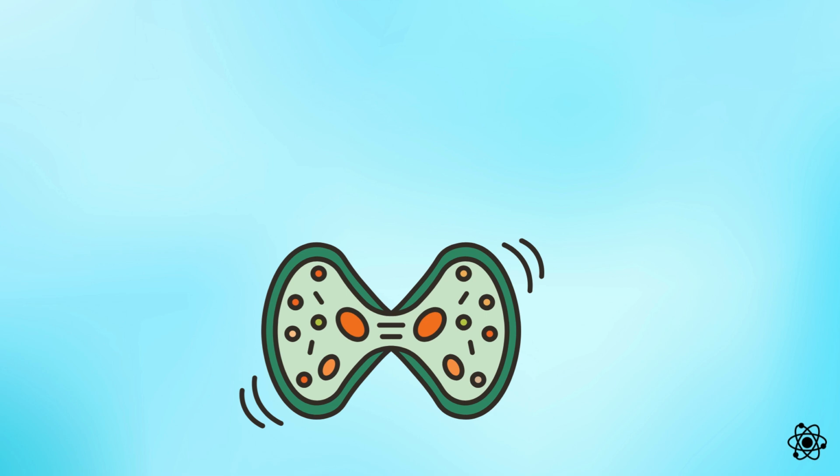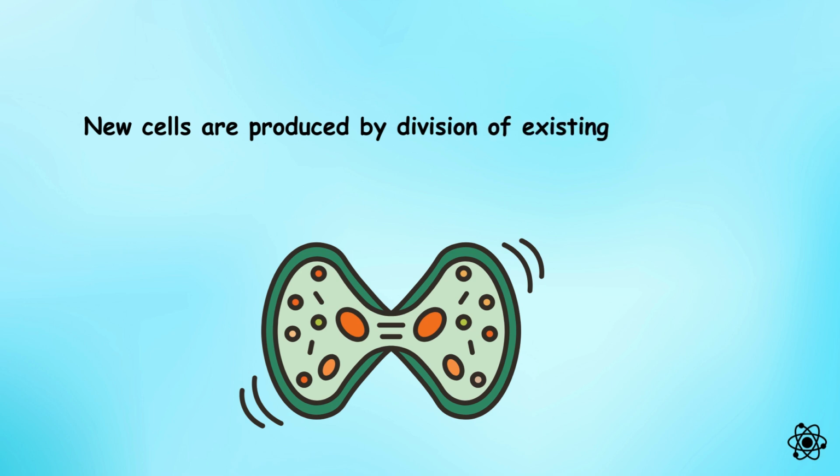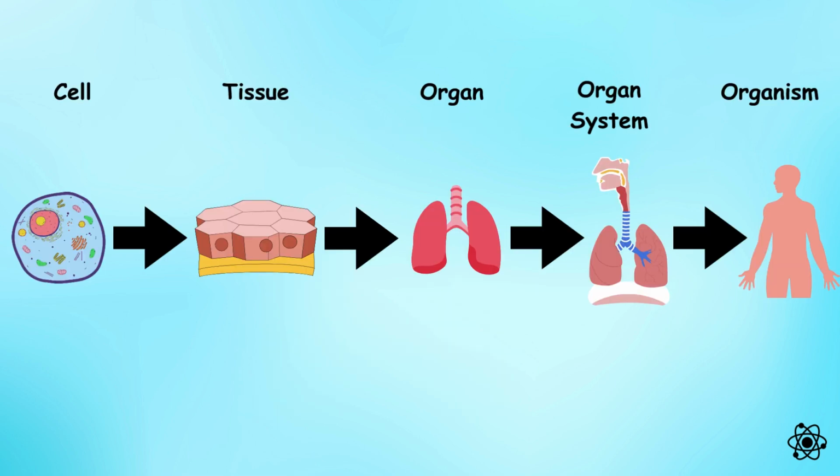An organism is made up of many cells, so how are new cells made? They are produced by the division of existing cells. A single cell divides into two to make two cells, and these two cells then divide to make four cells, and so on. The most basic unit is the cell. Groups of similar cells form tissues. Groups of different tissues make an organ. A group of organs functions together to make an organ system. Cells, tissues, organs and organ systems combine to form a multicellular organism.